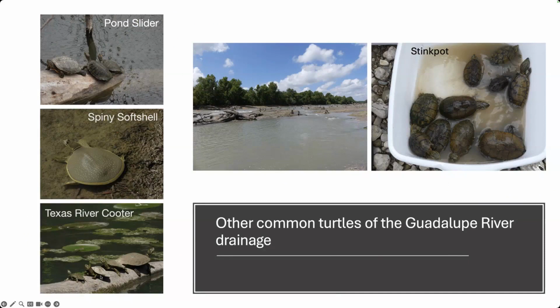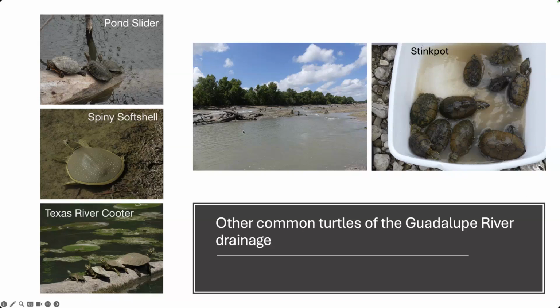These are clearly the most dominant turtle in this river system, the river cooter. But we do have sliders, we do have spiny softshells, we have stinkpots. Only on a couple occasions have I seen common snapping turtles, but they're in the Guadalupe River as well. In fact, this is kind of a funny little anecdote.